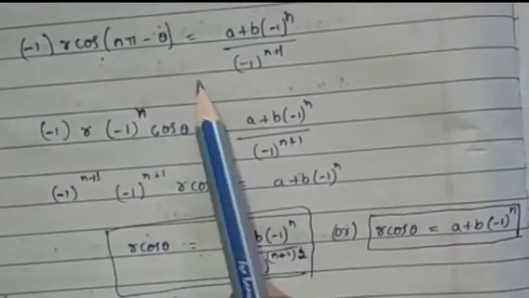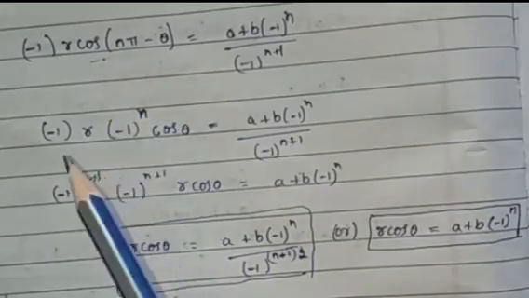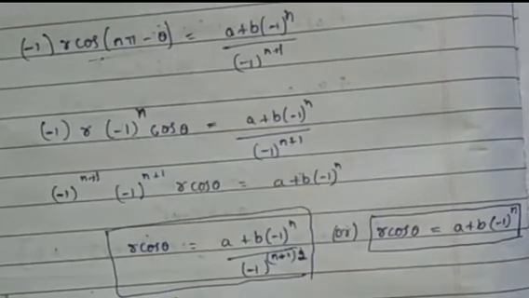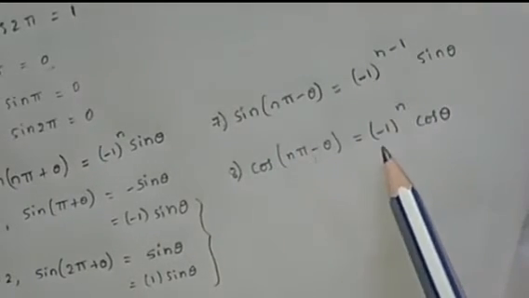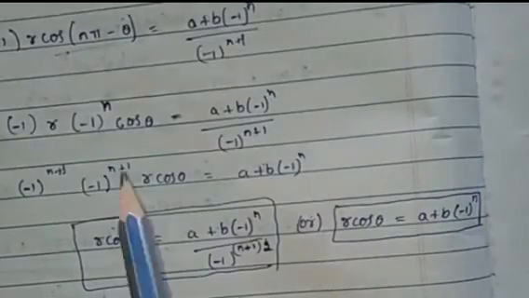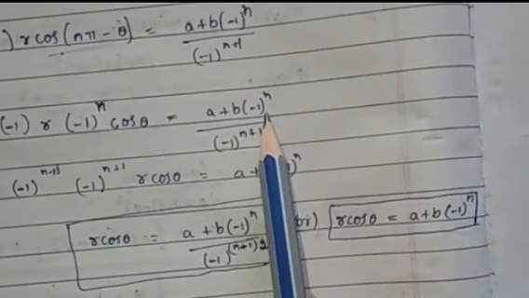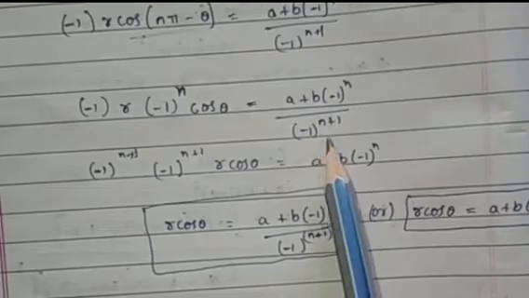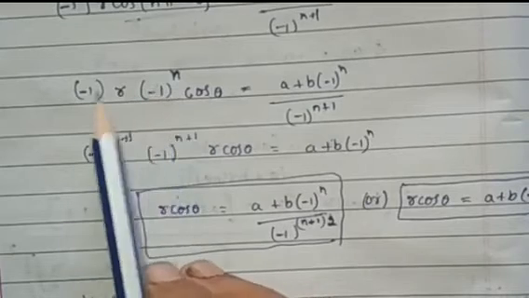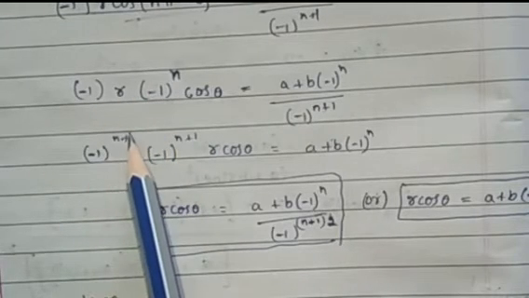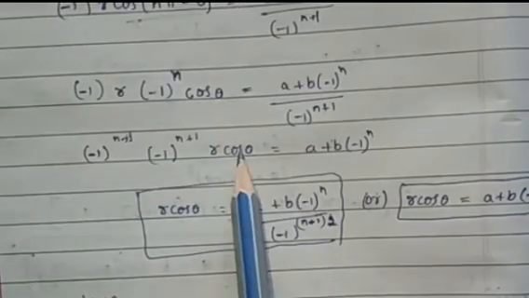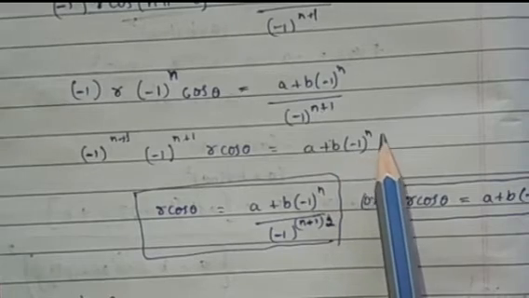Okay, what is the value of cos(n pi minus theta)? cos(n pi minus theta) is (minus 1) to the power n cos theta. Cos(n pi minus theta) value is (minus 1) to the power n into cos theta. Okay, which is equal to (a plus b) into (minus 1) to the power n by (minus 1) to the power n plus 1. Okay, next, doing the cross multiplication, and adding these two, we get (minus 1) to the power n plus 1 into (minus 1) to the power n plus 1 into r cos theta, which is equal to (a plus b) into (minus 1) to the power n.